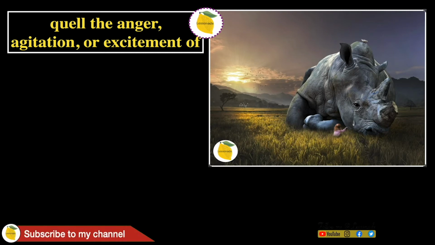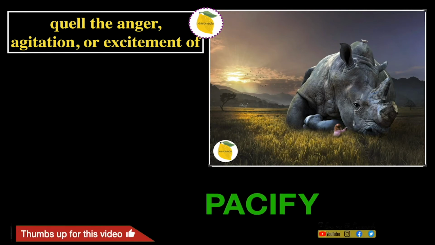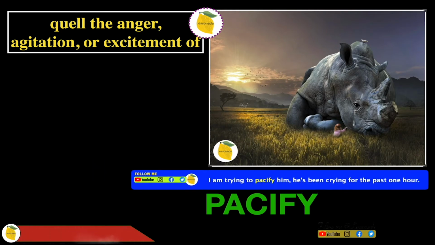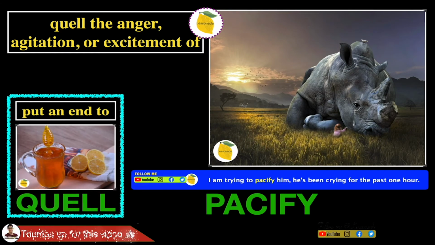In this picture, we can see a girl soothing a rhino that is crying. In other words, she is quelling the agitation of the rhino. And therefore, the word will be pacify. And the sentence for this word is, I'm trying to pacify him. He's been crying for the past 1 hour. Now, once again, before we go on to the next one, let's try to recall the previous slide. And the previous slide is quell. Let's go on to the next one.